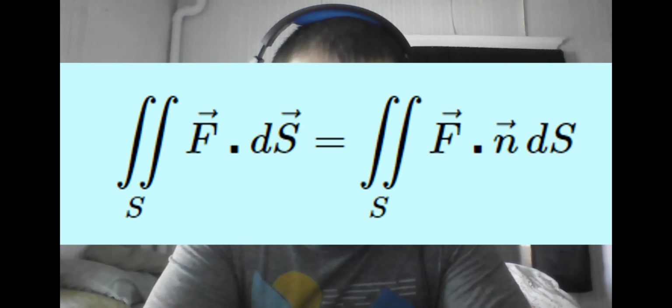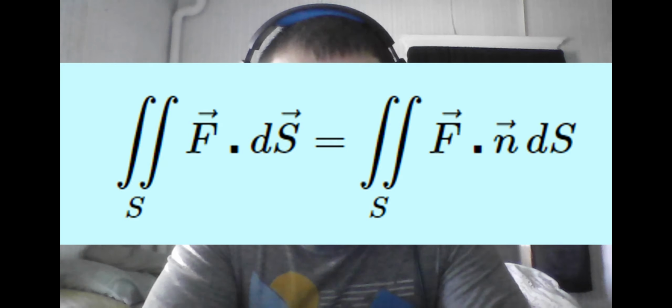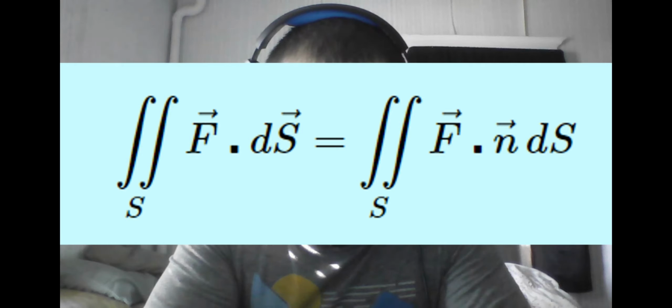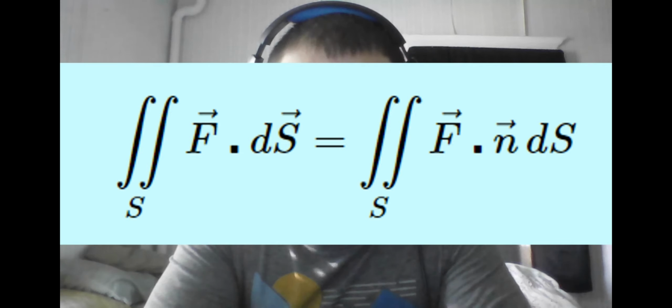Hello everyone. For this tutorial video I'd like to talk about formulas you can use to relate surface integrals to vector fields. The surface integral of a vector field is expressed as the surface integral of a vector field dot product change in surface. And this can be rewritten as the normal vector or perpendicular vector times the change in surface on the right hand side of the dot product.